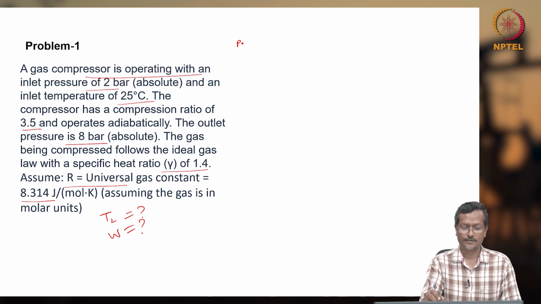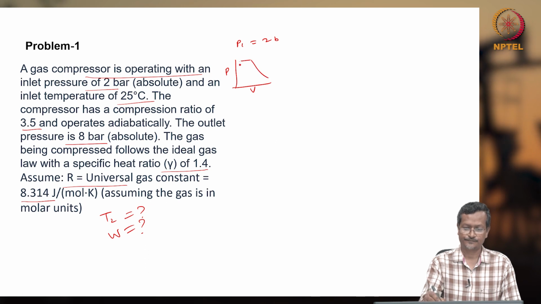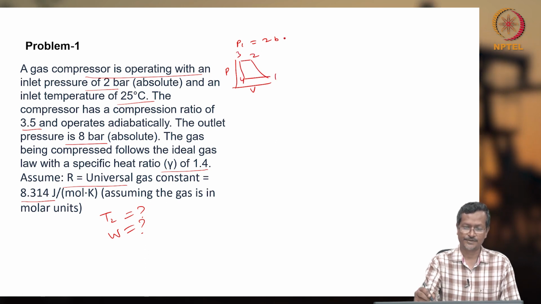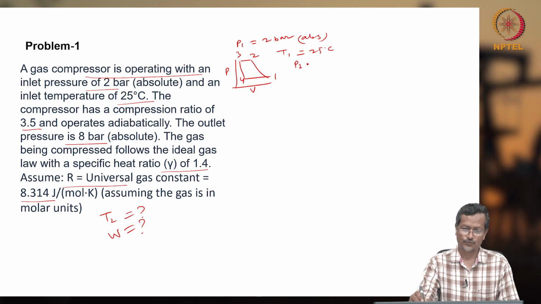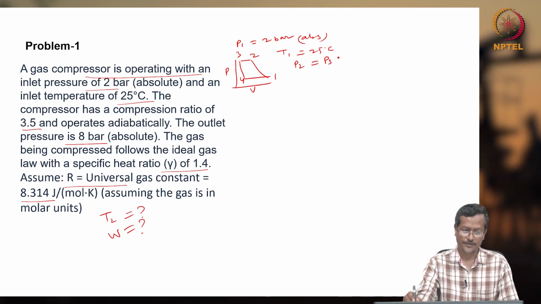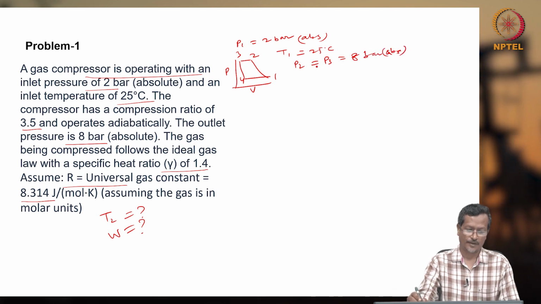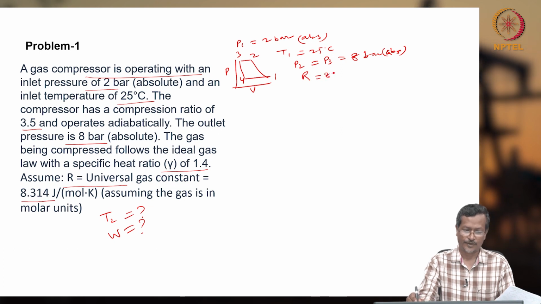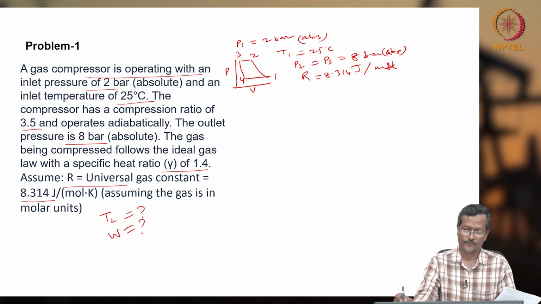So P1 is given, 2 bar. First you draw the PV diagram, points 1 2 3 4. P1 is given 2 bar absolute. T1 is also given, 25 degrees centigrade. P2 is given, P3 8 bar, again absolute. R value is also given, 8.314 J per mole per K.